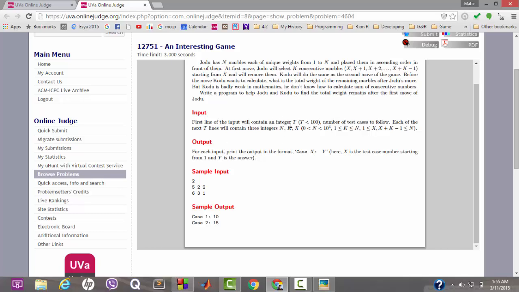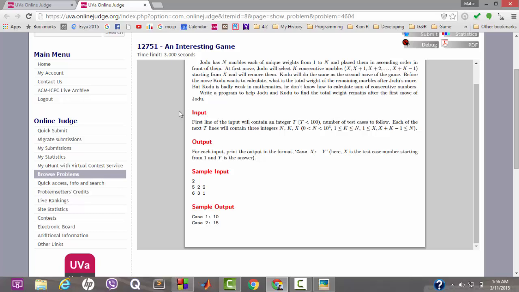At first we'll be given the test case number as input, then for each test case we'll be given 3 numbers as input: the total number of marbles, the number of marbles removed, and the starting index of the removed marbles, that is n, k and x. We are given n marbles, we will remove k of them starting from x, and we have to output the remaining weight of the marbles.